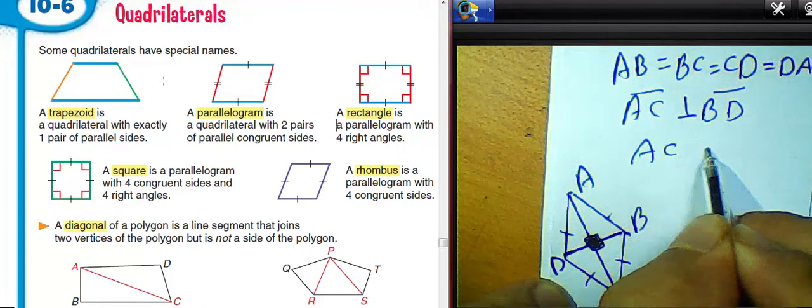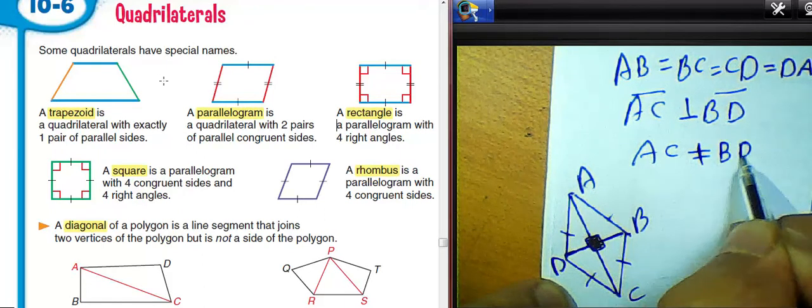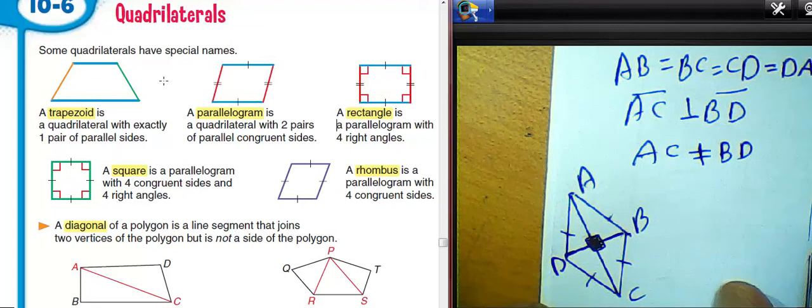and AC is not equal to BD in length. Okay.